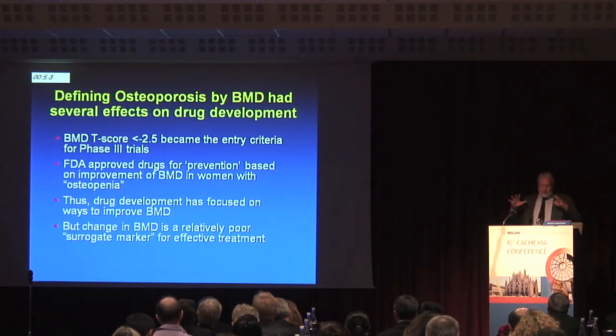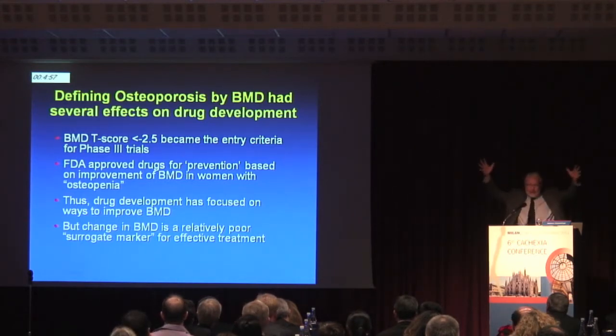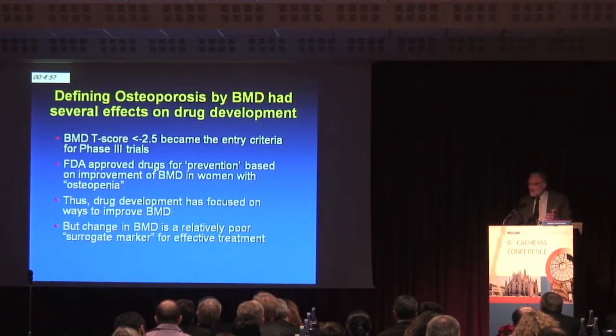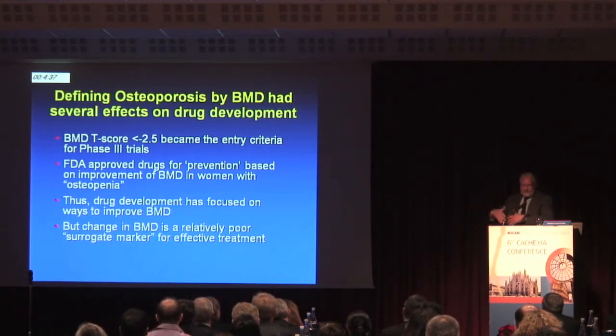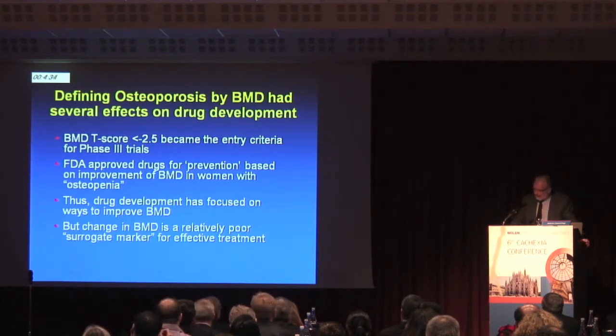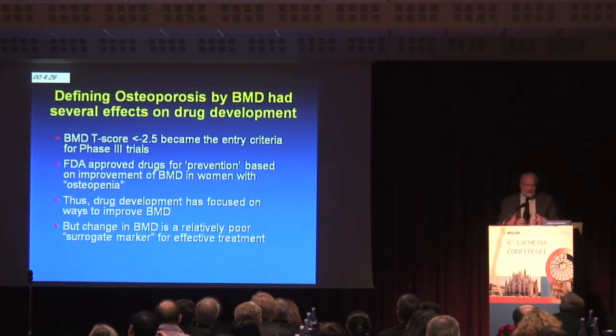Defining osteoporosis by bone density had several effects on drug development. T-scores of less than minus 2.5, that arbitrary line we draw down the chalkboard, became the entry criteria for most phase 3 trials. And FDA-approved drugs for prevention were based on improvement in bone density amongst those with osteopenia, in order to prevent crossing the line to osteoporosis. It doesn't make a great deal of sense, but that was the FDA practice for drugs. It's about to become extinct. Thus, drug development is focused on ways to improve bone density, naturally, because that's a regulatory pathway, what's clinically used.